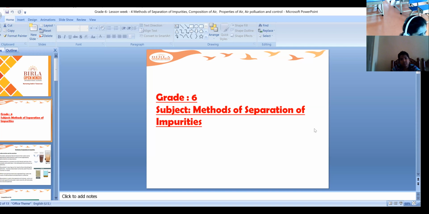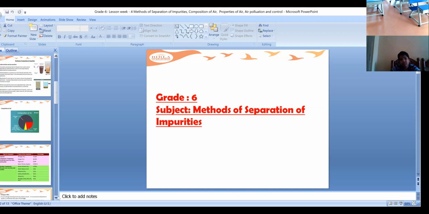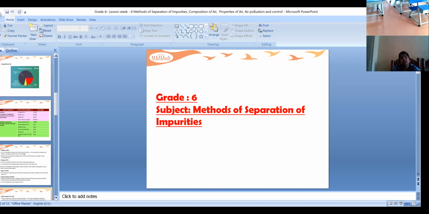Yesterday we discussed the methods of separation of impurities. So today we'll discuss in detail the major components, the composition of air. What are the different types of gases which are present inside the air?